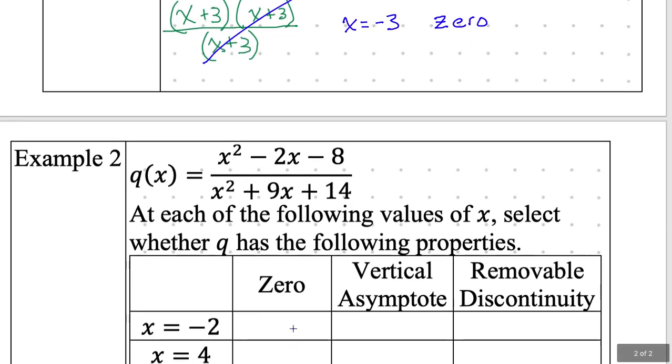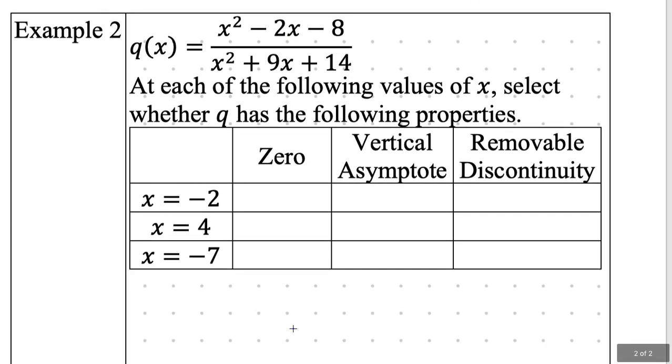All right, what I want you guys to do right now by yourselves is on example number 2, try it out. Factor that thing and see if it's a 0, vertical asymptote, or removable discontinuity. After you solve example 2 and you check with at least one other person, then you can begin the homework on Khan Academy. All right, let's go through example 2 really quick.